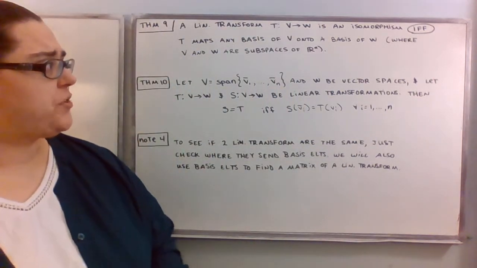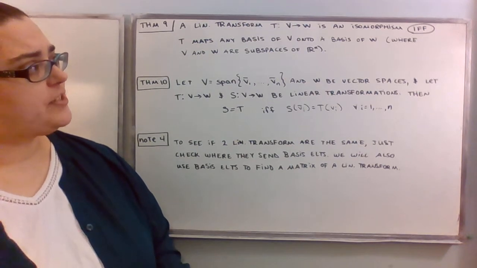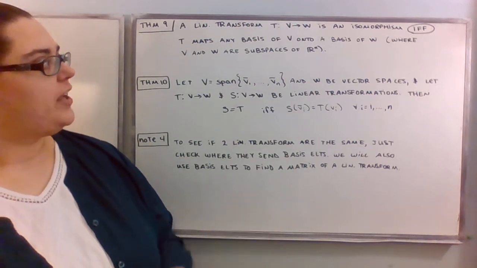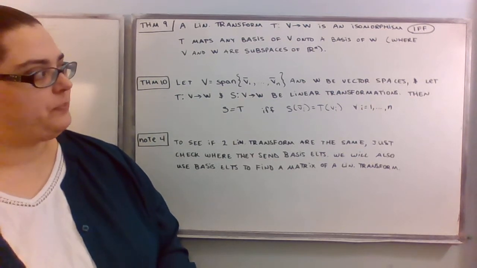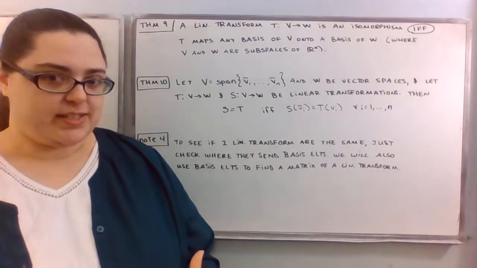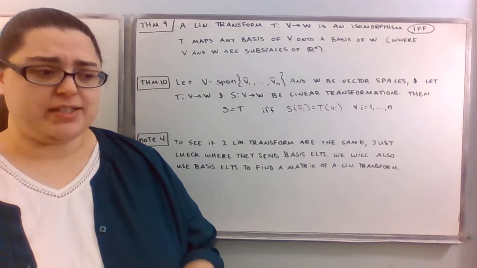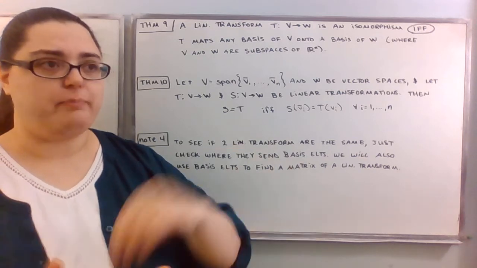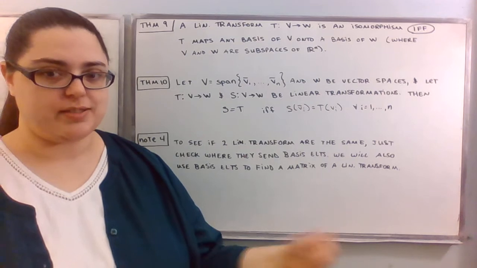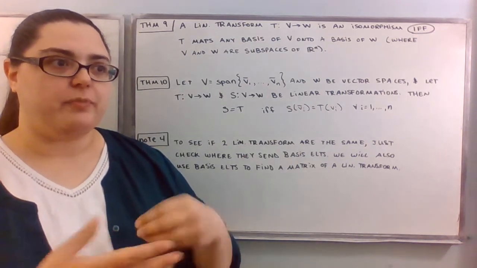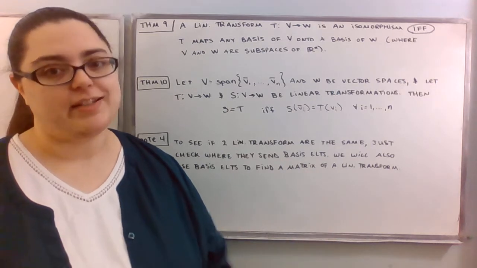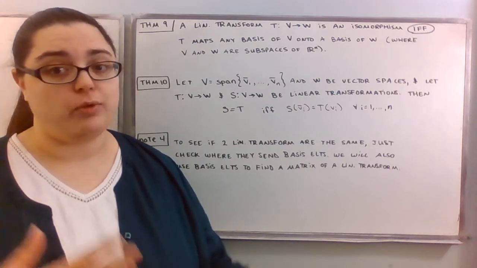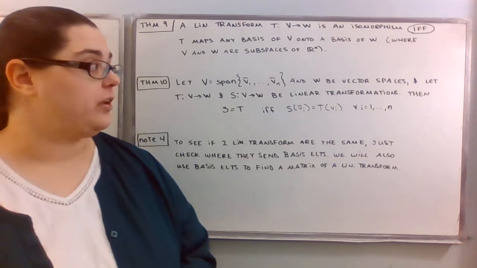Theorem 9: a linear transformation is an isomorphism if and only if T maps any basis of V onto a basis of W. What this theorem is saying is that if I want to be an isomorphism, a basis has to get mapped to a basis. If my basis maps to a broader space or a smaller space, then it's not going to be an isomorphism. It won't be one-to-one and onto.